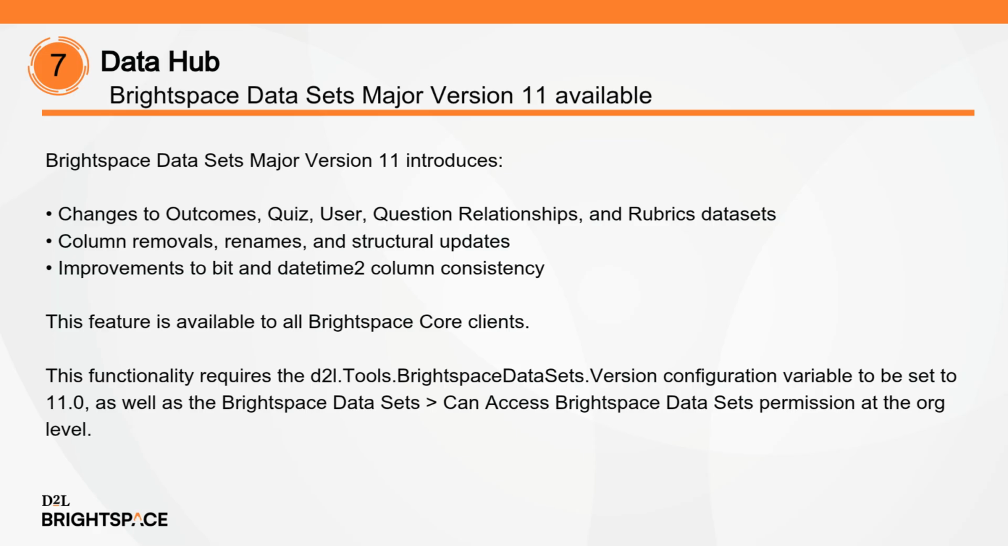Brightspace Datasets. Major version 11 is now available. This update introduces key changes to data structure and column behavior across multiple datasets, including outcomes program details, outcomes registry owners, users, question relationships, and rubric assessment criteria, to improve consistency and simplify data analysis. Administrators and report authors should review all impacted assets. Version 10 remains available for 4 months to support migration. Available to all Brightspace core clients.